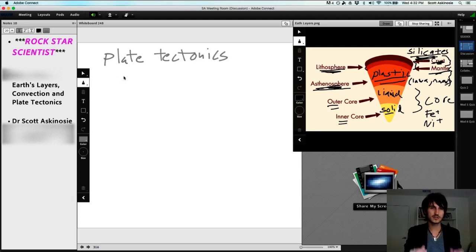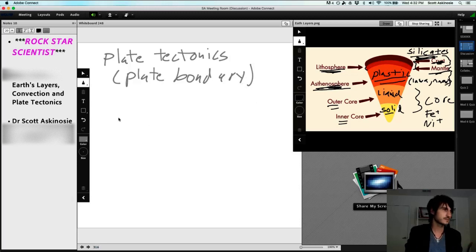Plate tectonics is essentially describing when two plates come together. When two plates come together, it's also called a plate boundary. So if you see this, it's basically the same thing. And there are three types of interactions that plates can have.